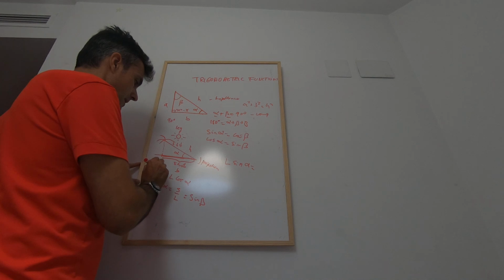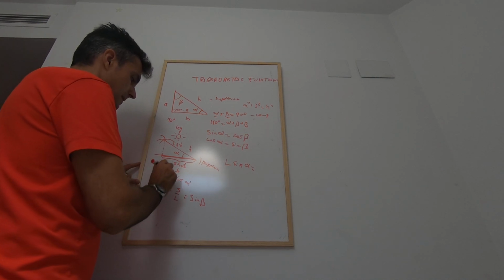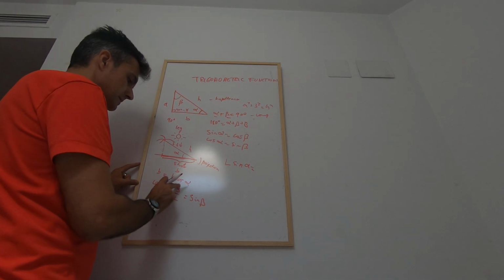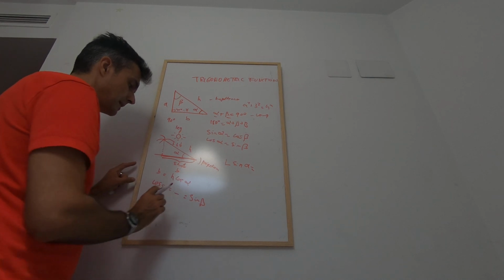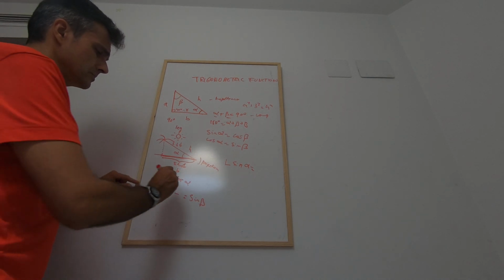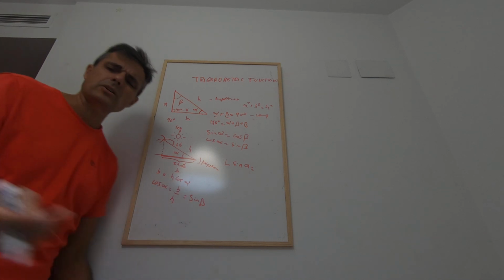So B is H cosine of alpha. So the cosine of alpha is going to be B over, what am I talking about?